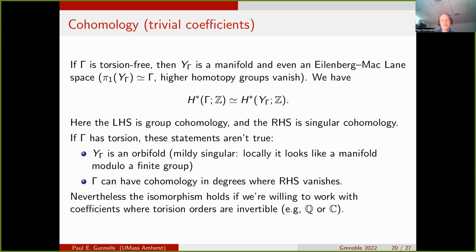But as it turns out, as long as we're willing to ignore this torsion coming from finite subgroups of the group gamma, say by working with rational coefficients or complex coefficients, this isomorphism is still true. Even though Y gamma is not a manifold, and even though over Z, gamma could have cohomology in degrees outside that of the dimension of Y gamma. So, and that's usually what we do.